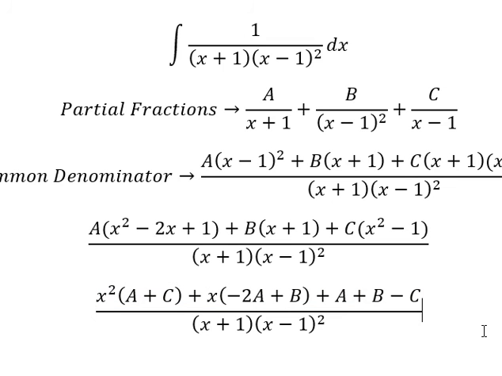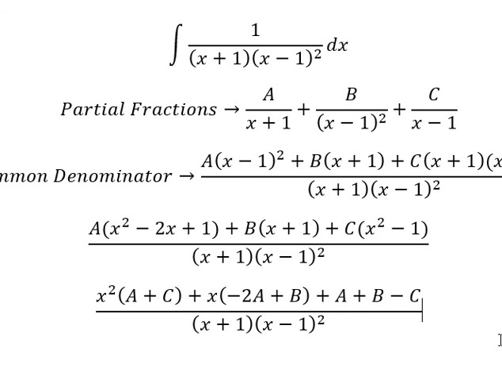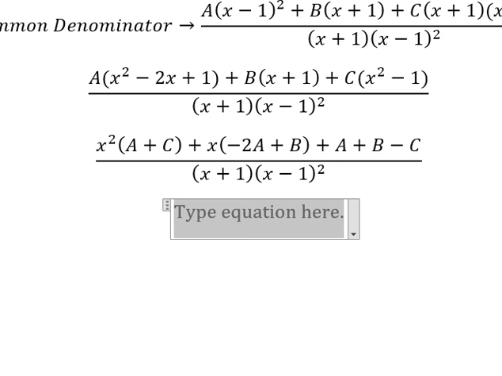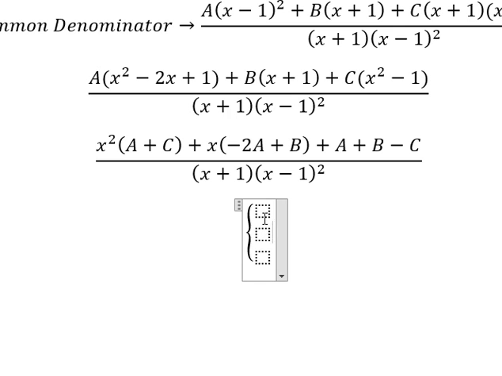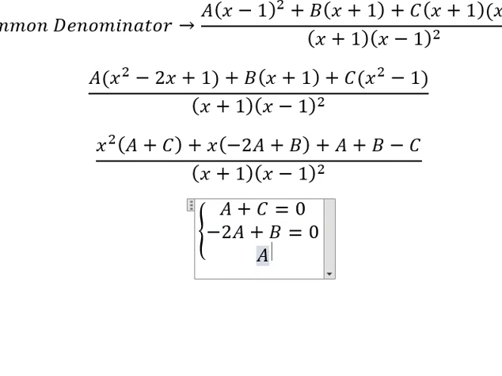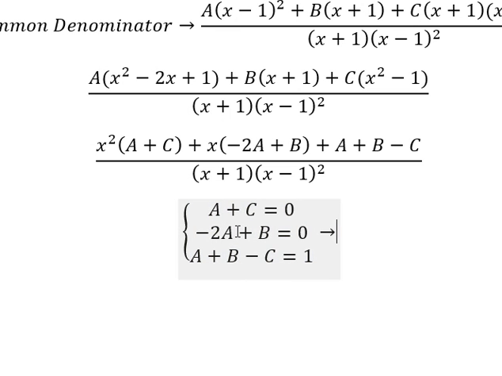Now we need to compare coefficients. We don't have s squared and s, so this one and this one equal 0. This one equals 1. And now I will create the system of equations. Now we need to find the solutions of A, B, C.